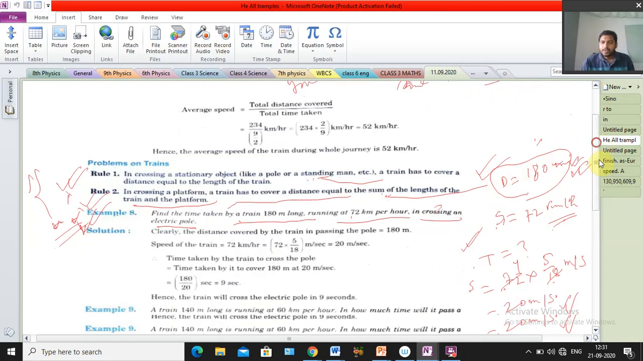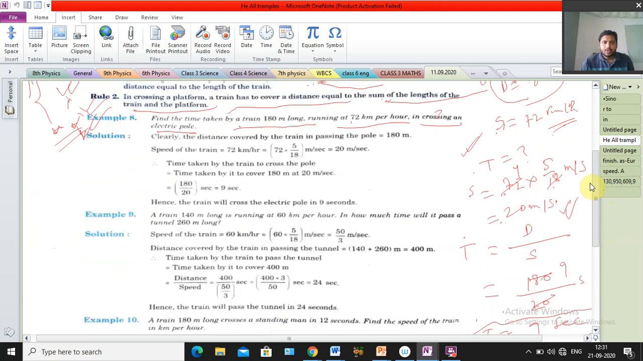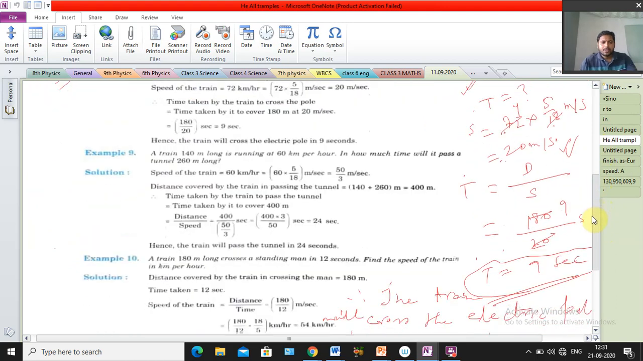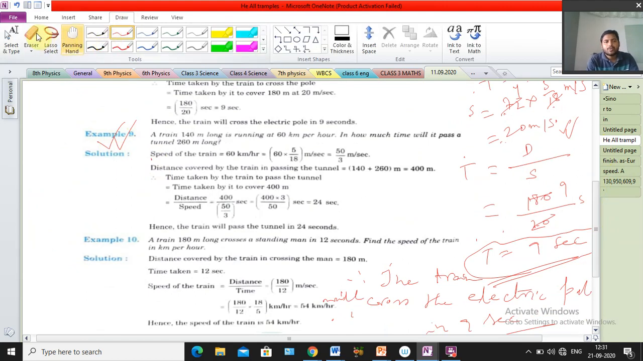So in last class we have discussed up to 8. Yes, we have discussed up to 8. So now we'll start example 9 onwards. Example 9 onwards, okay? So at first you should read the question properly and try to find out the meaning of the question, and next write, okay?